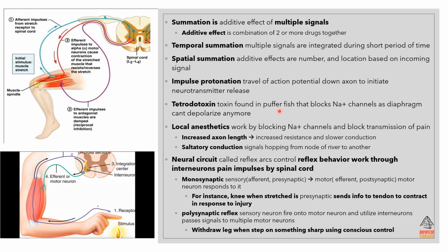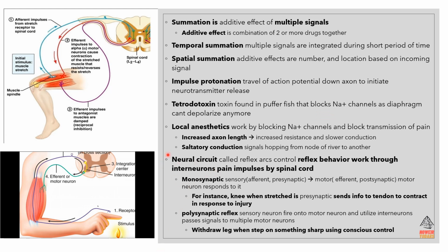So nodes of Ranvier are basically, here, let me draw it. So let's say this is a neuron. All right, so that's a node of Ranvier. And then the signal jumps from node to node. Oh, wrong one.